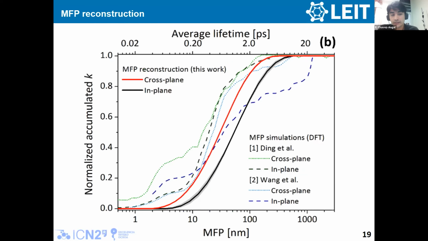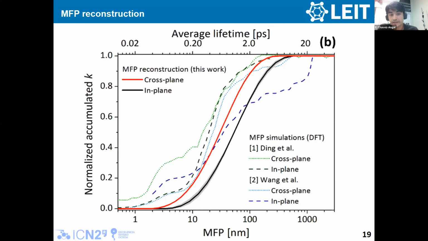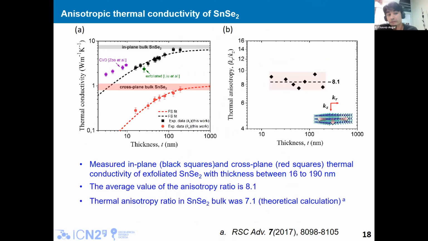And just briefly, by using this experimental data, the black dots and the red dots, together with the Fuchs-Sondheimer model, we also extract the mean free path distribution function. This is also reported in this article. We can observe that the mean free path distribution function obtained from this experimental data matches quite well with the theoretical values predicted by other authors. And at the end, it is extra information you can extract from this thickness-dependence measurement of the thermal conductivity, either in the in-plane or cross-plane direction.